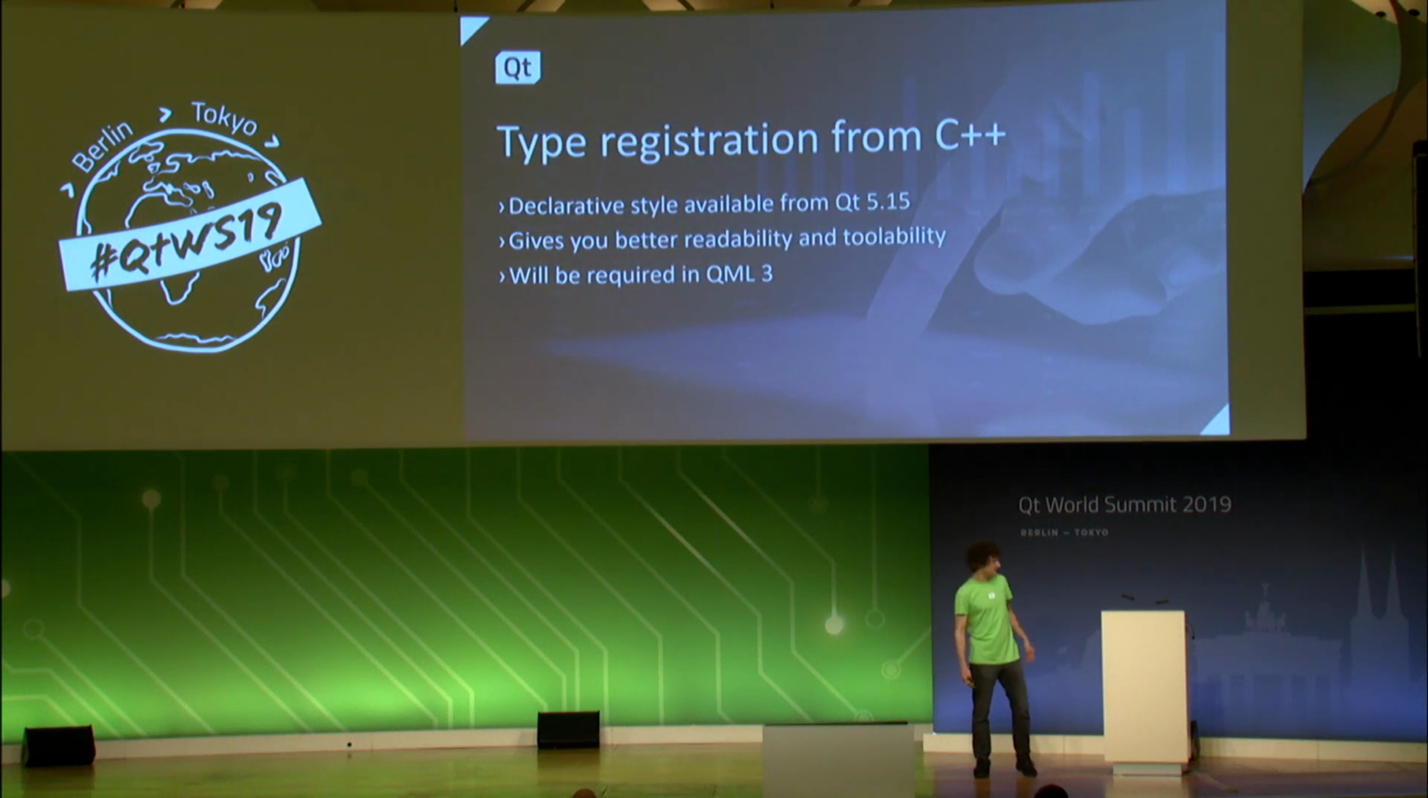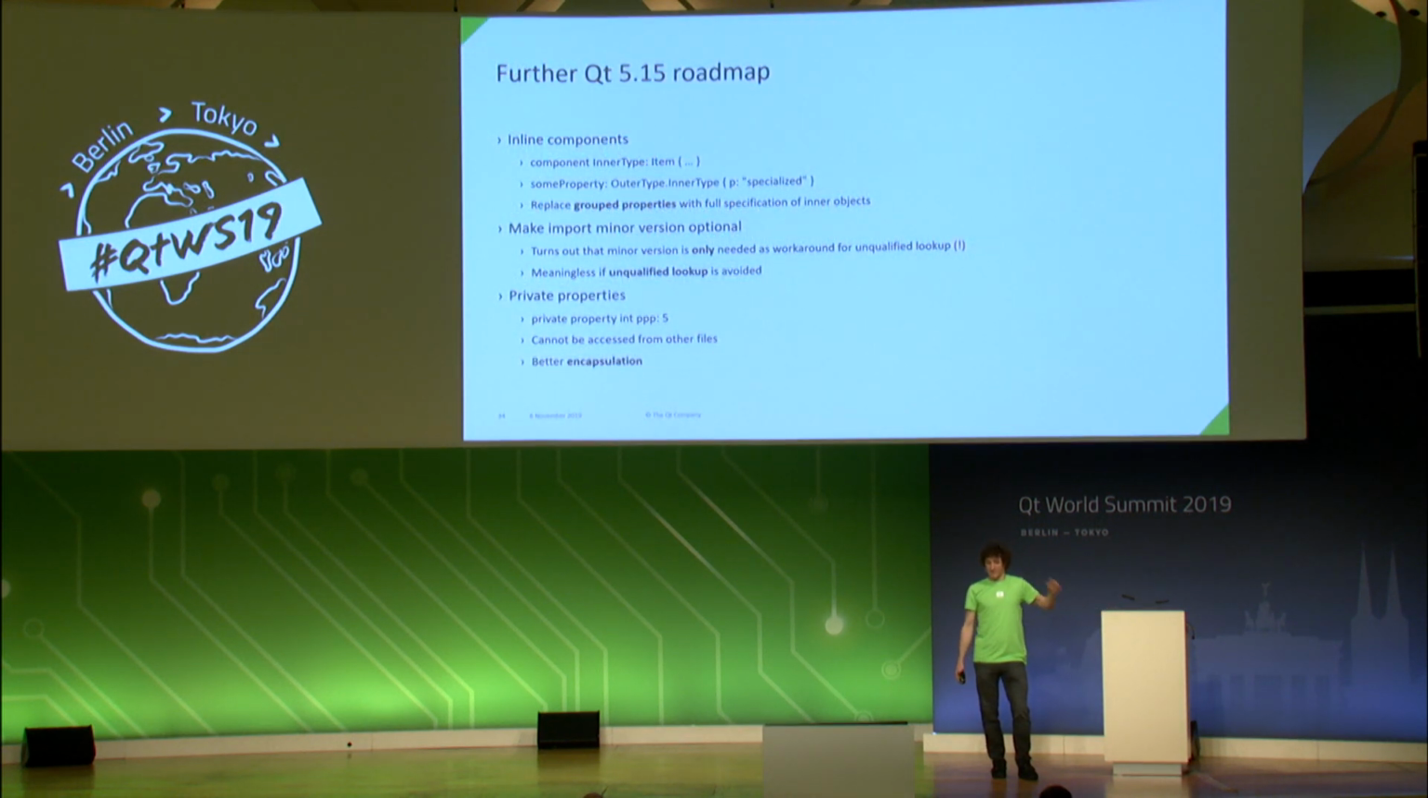So the declarative style of type registration is available for Qt 5.15, so far only for QMake. It gives you better readability and toolability, and will be required in QML 3. Then, what else do we have? Those are the things that we haven't implemented yet.